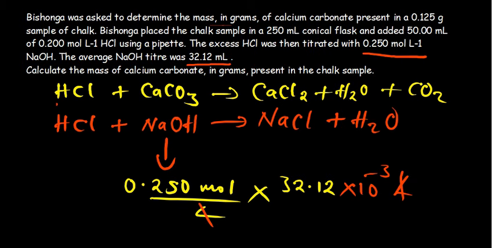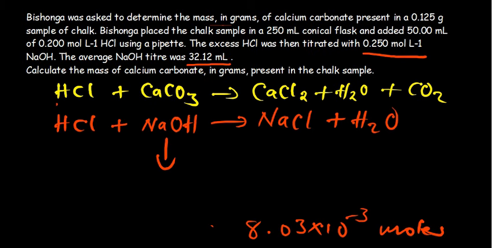0.250 multiplied by 32.12 and then multiplied by 10 to the power negative 3. So I'm getting 8.03 times 10 to the power negative 3. These are the number of moles of our sodium hydroxide that had reacted in the second reaction.